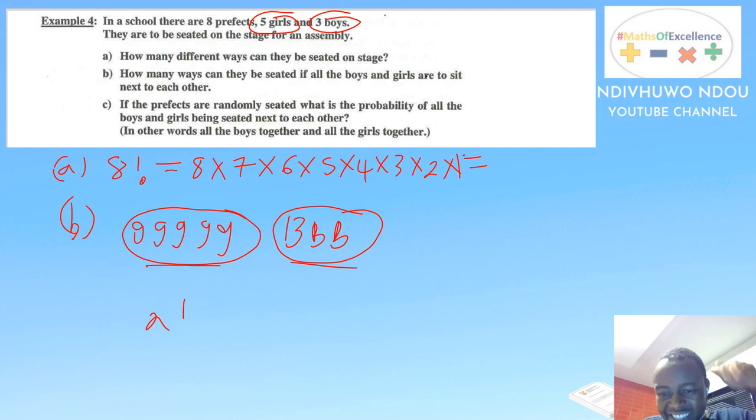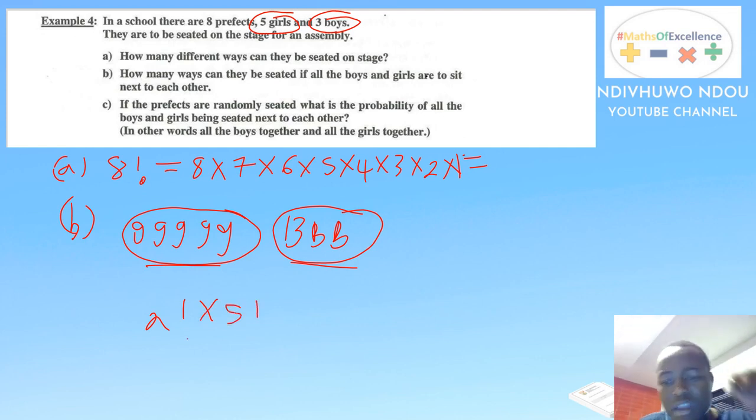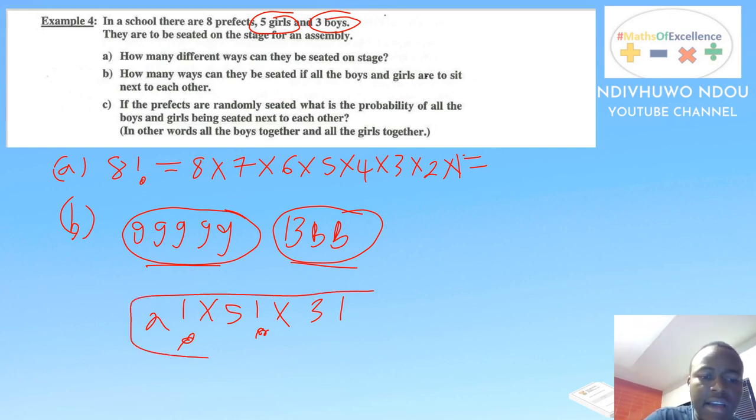So don't forget, inside, how many ways can they be arranged? How many girls do we have? 1, 2, 3, 4, 5. So inside, we have 5 items to arrange, which can be arranged in 5 factorial ways. Also with the boys, inside, how many ways can they be arranged? We have 3 of them, so they can be arranged in 3 factorial ways. So we can just simply use a calculator and get the answer.